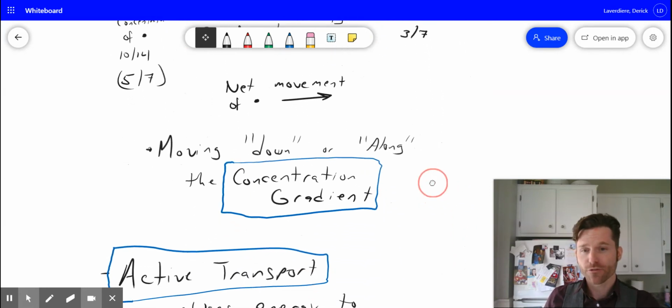We phrase it as going down the concentration gradient or along the concentration gradient. Those are both terms for the natural tendency of molecules to move with the concentration gradient. The words that I've squared off in blue throughout this presentation are vocabulary words, just things you should pay special attention to knowing as words themselves.